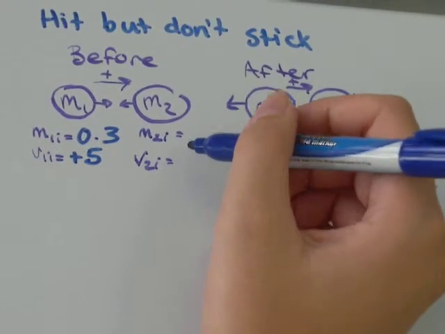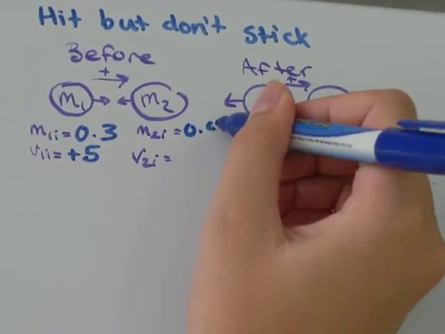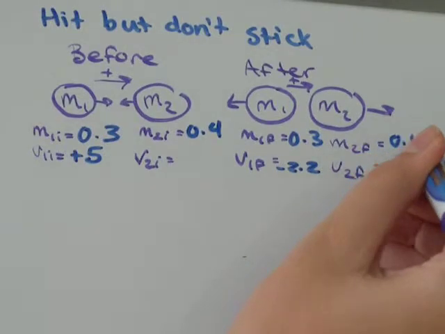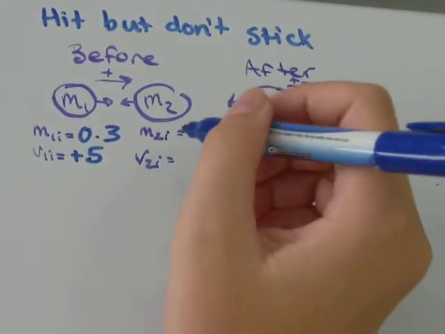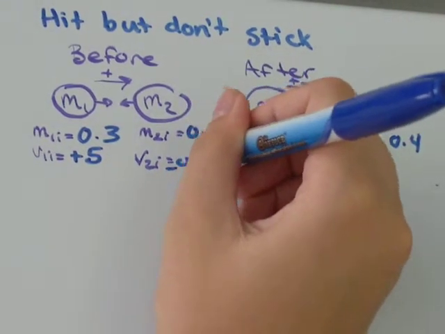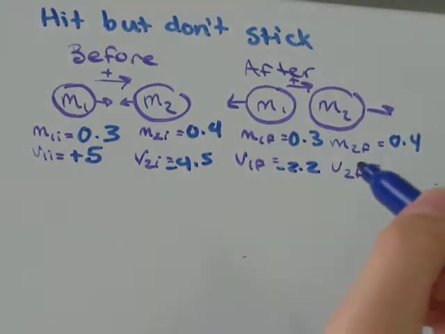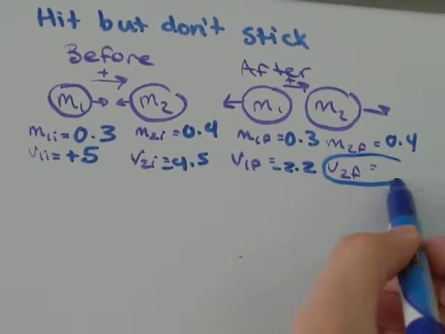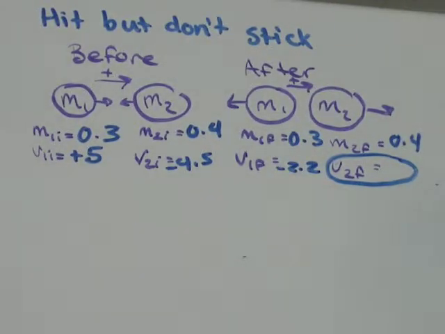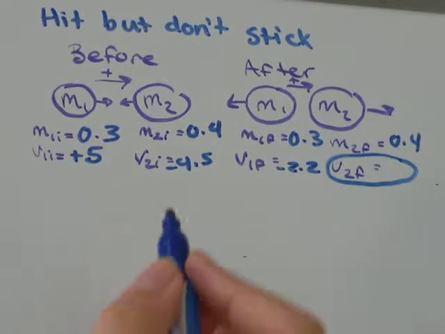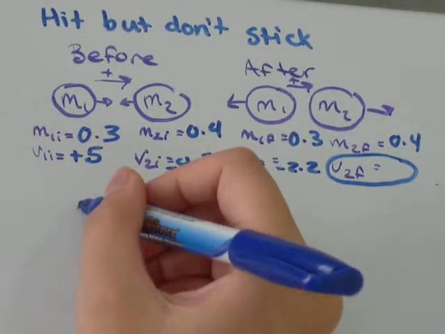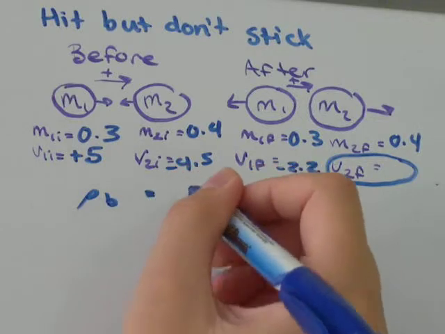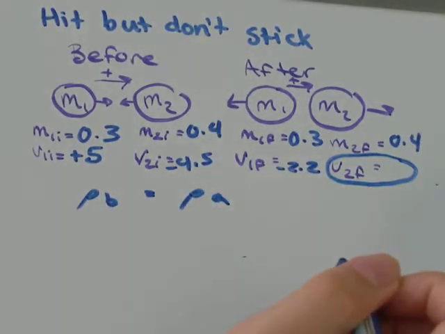The second mass originally was 0.4. The mass is going to stay the same. It originally was traveling negative 4.5 meters per second, and after the collision, its velocity is what we're trying to find. That's our unknown. So what you always want to do first is say momentum before equals momentum after.